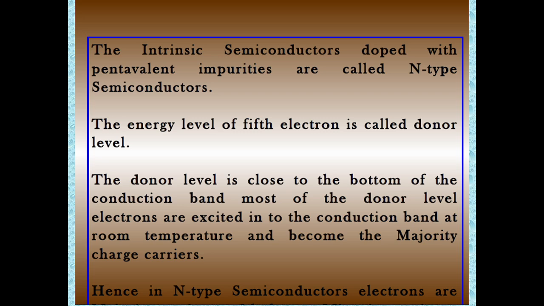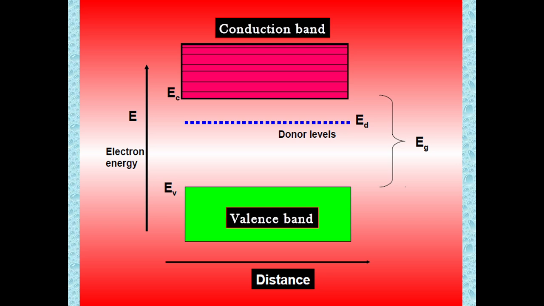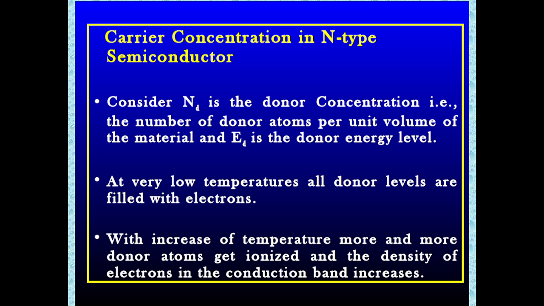The energy level of the fifth electron is called the donor level. The donor level is close to the bottom of the conduction band. Most of the donor level electrons are excited into the conduction band at room temperature and become the majority carriers. Hence, they are collectively said to be an n-type semiconductor. Here is the band gap energy diagram for the n-type semiconductor. The donor energy level is located nearer to the conduction band, and very far away from the valence band. This diagram clearly explains the n-type semiconductor.